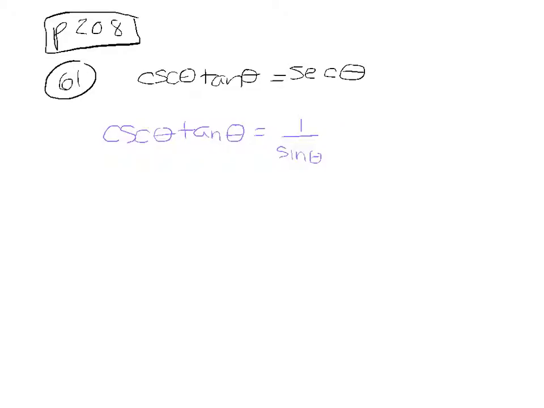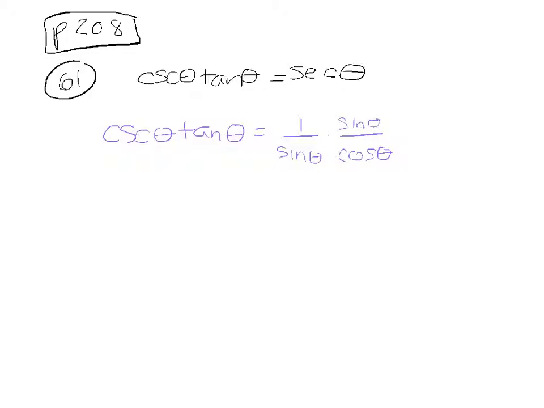And then, what about tangent? Can I replace that with anything? I could put 1 over cotangent. However, we're going to turn these things into sine and cosine. Sine over cosine. Yes, tangent, remember the quotient identity? That says that tangent is sine over cosine. So I'm going to replace tangent with sine over cosine.